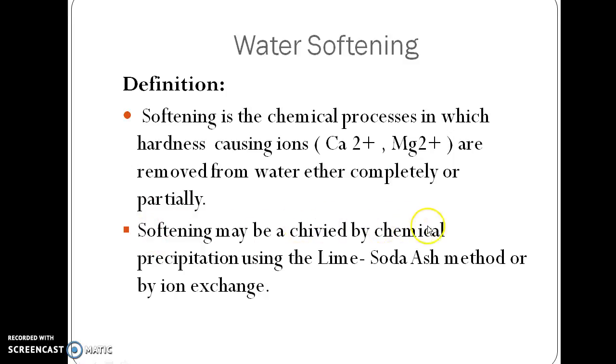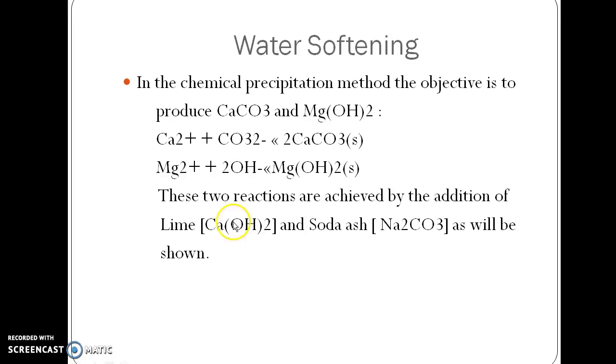Softening may be achieved by chemical precipitation using the lime soda ash method, or the ion exchange method, or the zeolite method. In the chemical precipitation method, the objective is to produce calcium carbonate and magnesium hydroxide. That's shown in the reaction. Calcium plus carbonate is converted into calcium carbonate as a precipitate solid. Magnesium and hydroxyl form magnesium hydroxide as a solid. These two reactions are achieved by addition of lime and soda ash, as will be shown.